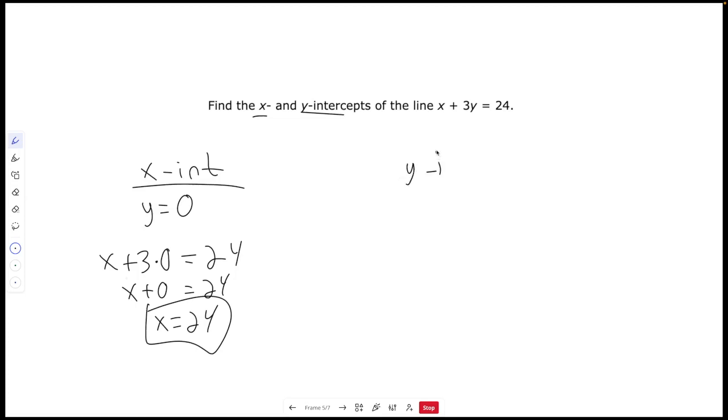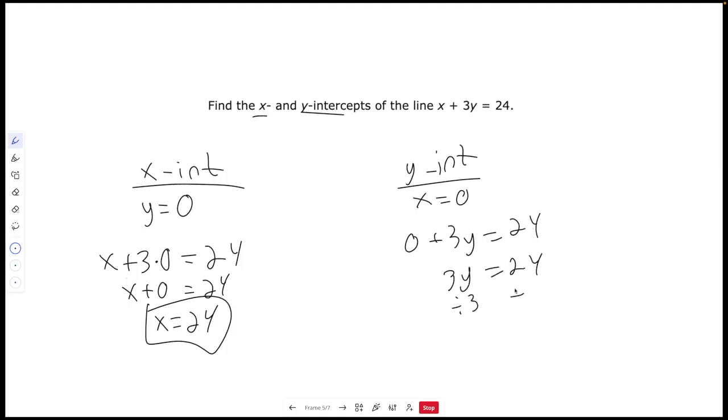To find the y-intercept, we change the x to 0. So now we have 0 plus 3y equals 24. 3y equals 24. Divide by 3 on both sides. And now we have y equals 8. Final answer.